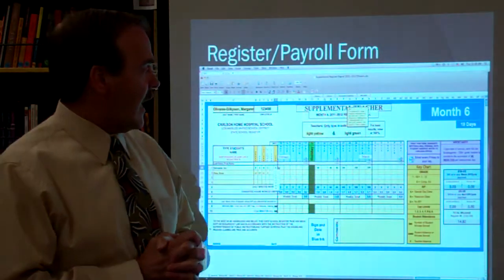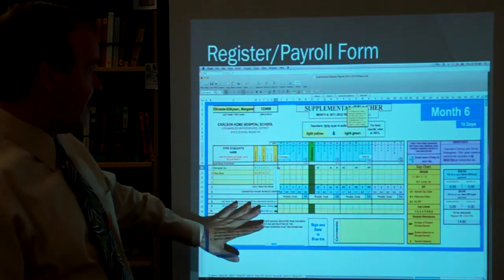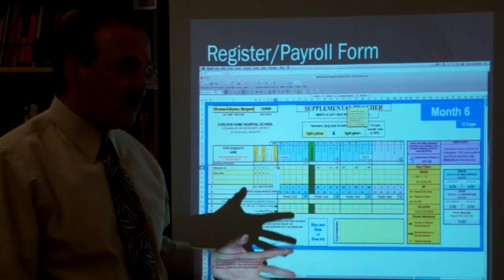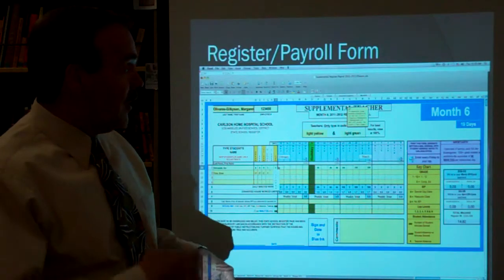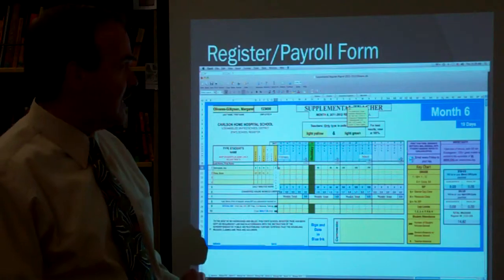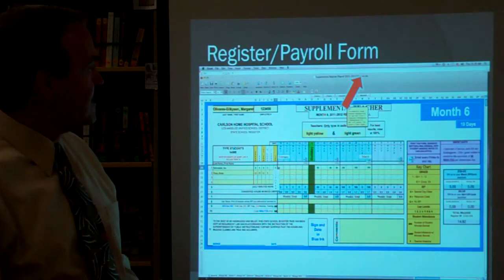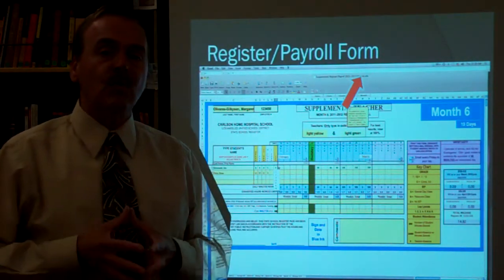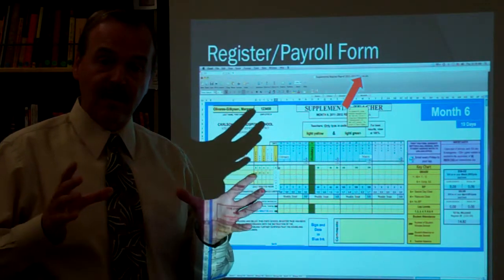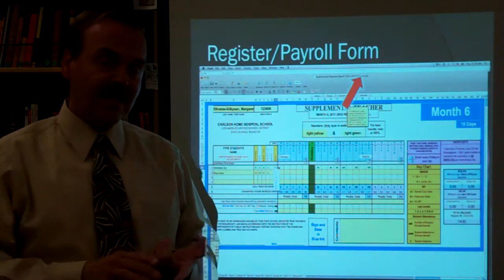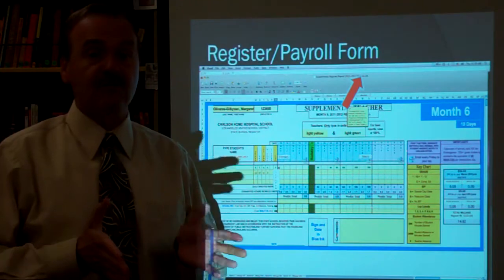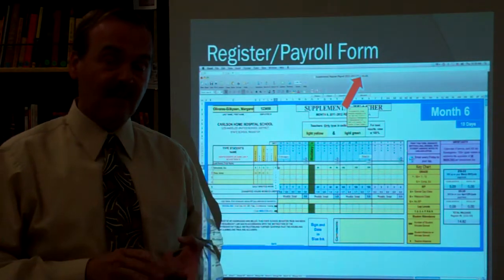Now this is a sample Register Payroll. You will get one once you start working with us, but I want to go over a number of the elements in here. The first element is that when I send you, or your rep sends you the Register Payrolls, you usually get them semester by semester, so it's like months 1 through 5 or 6 through 10, and they'll all be together.